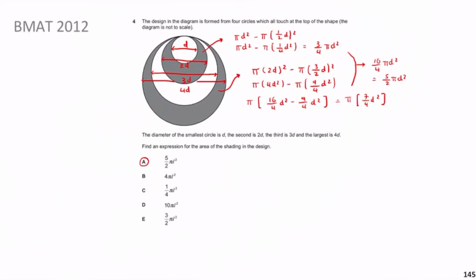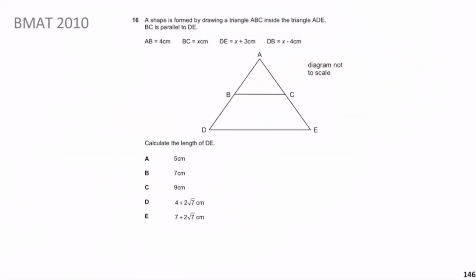Alright guys, so welcome to the next video. Previously we looked at BMAT 2012 question 4, working out the area of the shaded regions. Again, compound shapes are a really common topic in the BMAT, so something not to miss out in practice. But now we're going to move on to the next question, BMAT 2010, question 16.